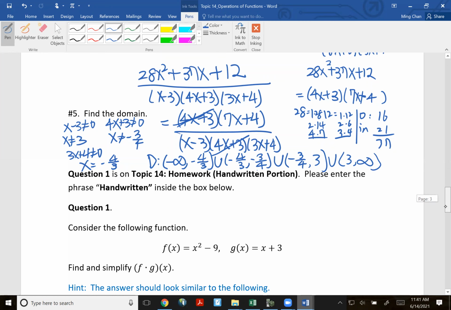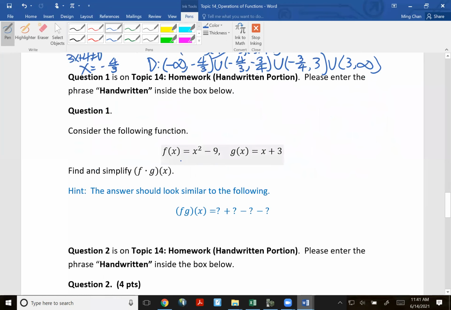All right. So question number 1 on the homework. This is on the handwritten portion. I want you to take this function times that function. The answer will look something like this. But when you first write it out, make sure you write it out as f times g of x is equal to x squared minus 9 times x plus 3. You write it like this, then you multiply it out. So the answer will look something like this.